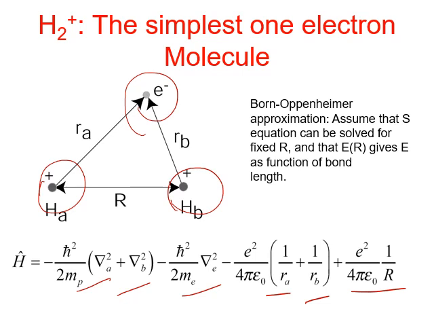Due to the complexity of this Hamiltonian operator, approximations have to be made. And one is the Born-Oppenheimer approximation. Under this approximation, protons move much slower compared to the electron because they are much heavier, and therefore we can only consider the electron movement, and we can assume the distance of the two protons is fixed, and we can solve the Schrödinger equation for the electron. And the solved energy is therefore a function of the bond length.